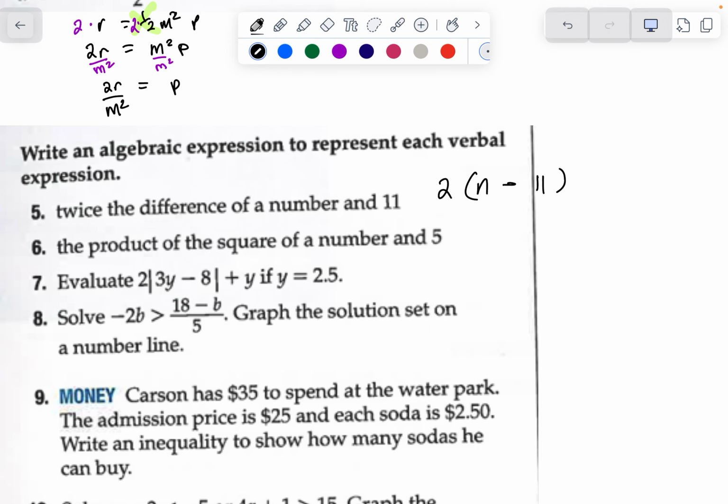They would have to say what n, the number, is or something if it was an expression. So that's all that you have to do. Just leave it. That's your answer. Now 6, let's do the same thing.